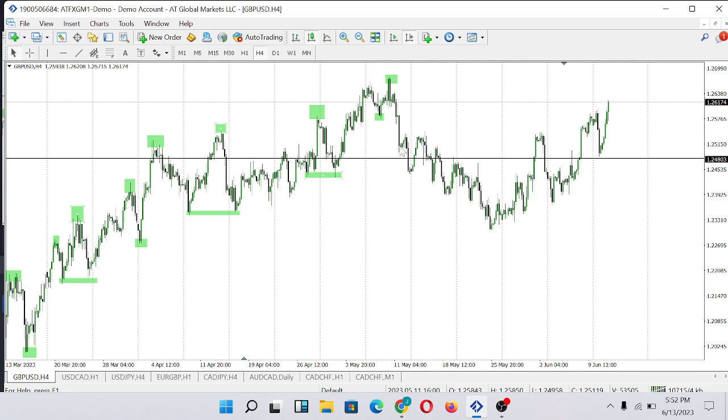So if this is taken out, if this is taken out, if it's taken out, so your movement has changed, right? Our lower low is here now.